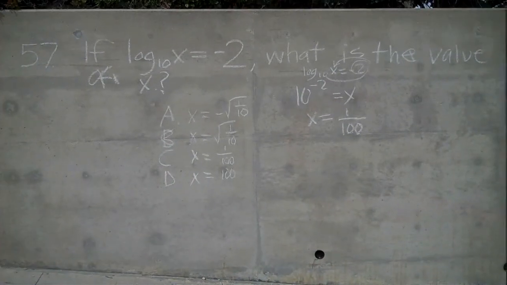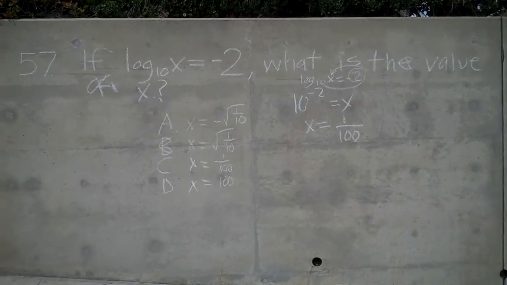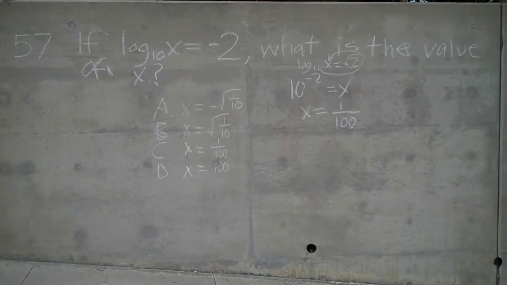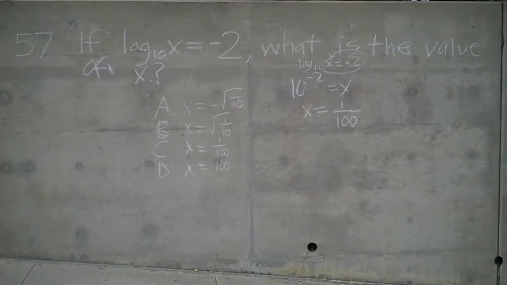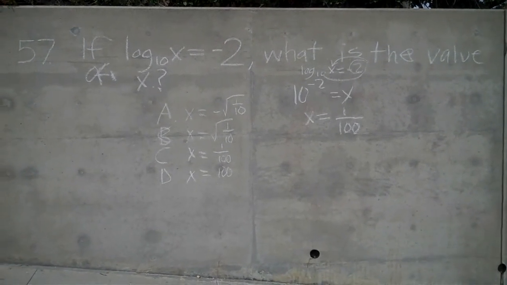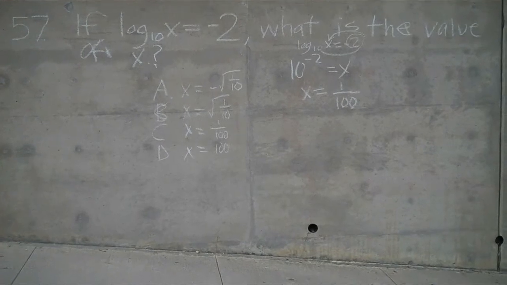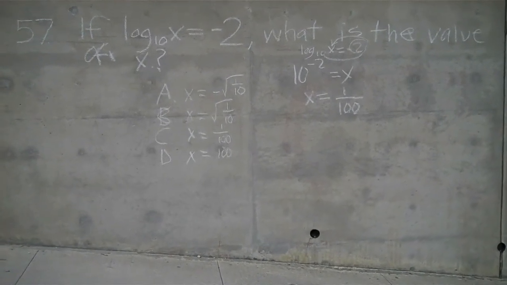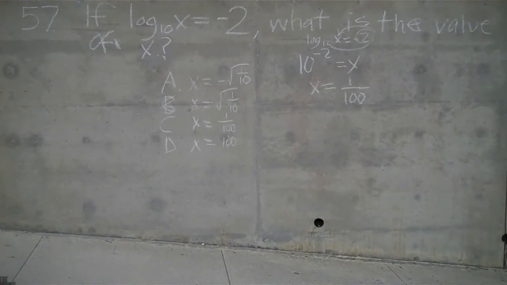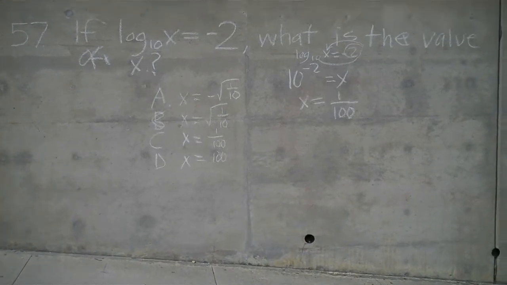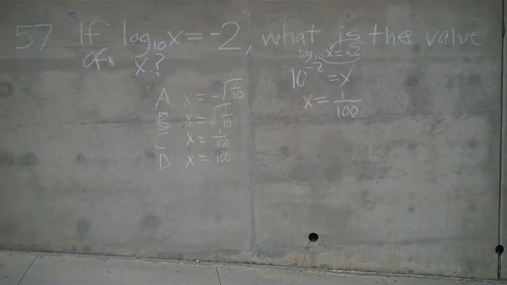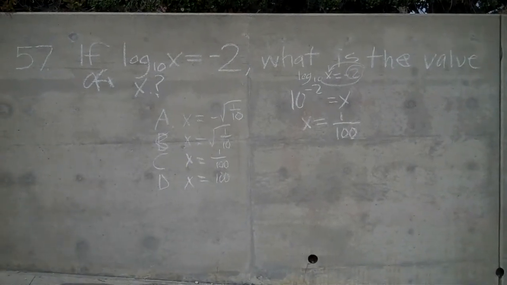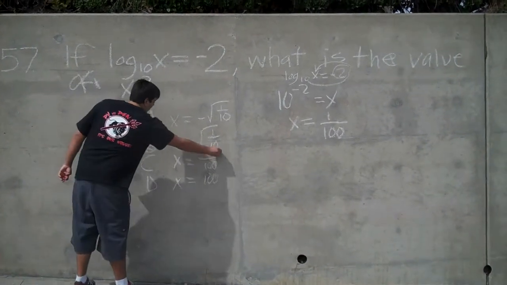Number 57. If log 10x equals -2, what is the value of x? First, you loop, swoop, and drop, which makes the problem into 10 to the -2 power, which equals x. And then x equals 1 over 100, making the answer to the problem C, 1 over 100.